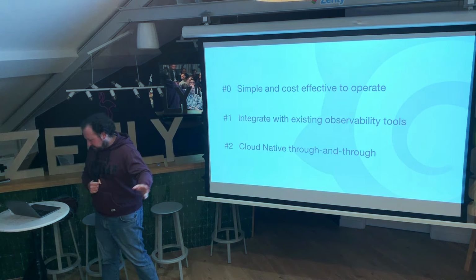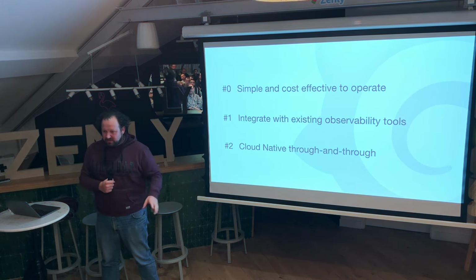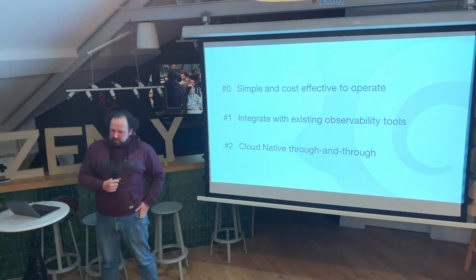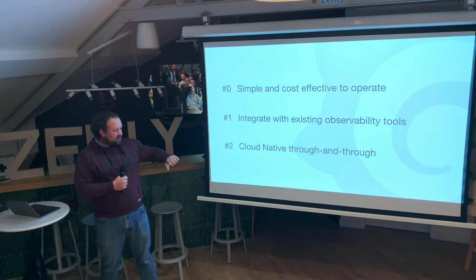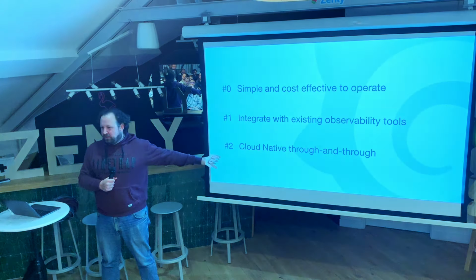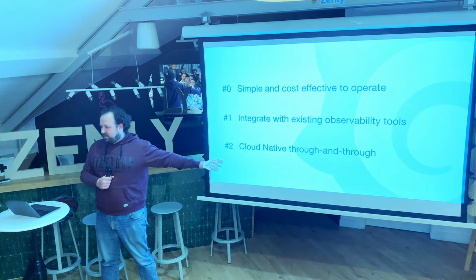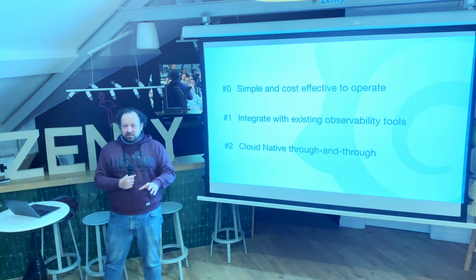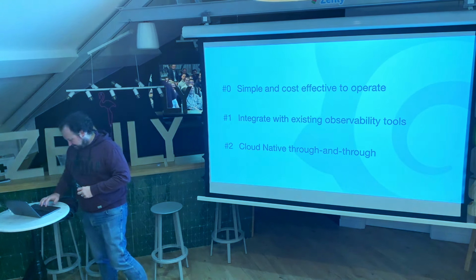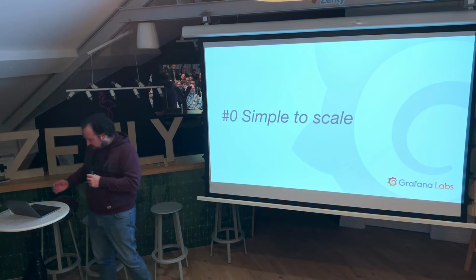I spent a few years at Google doing things in the microservices, Borg style, before Kubernetes existed, and I just wanted to build a really truly cloud native log aggregation system. And if you're reading between the lines, that means no Java. So first, simple to scale. How did we make it simple to scale?